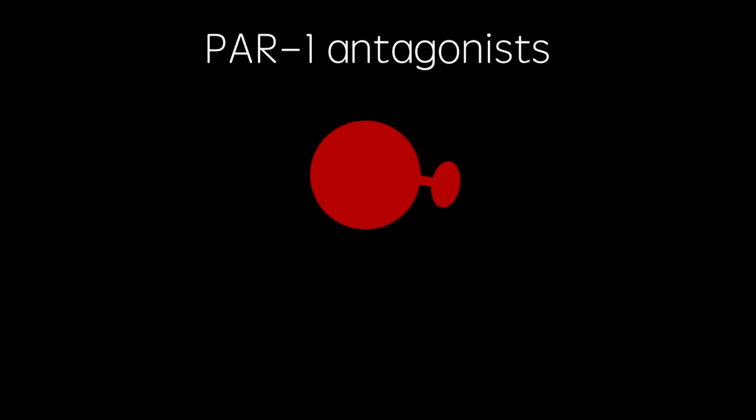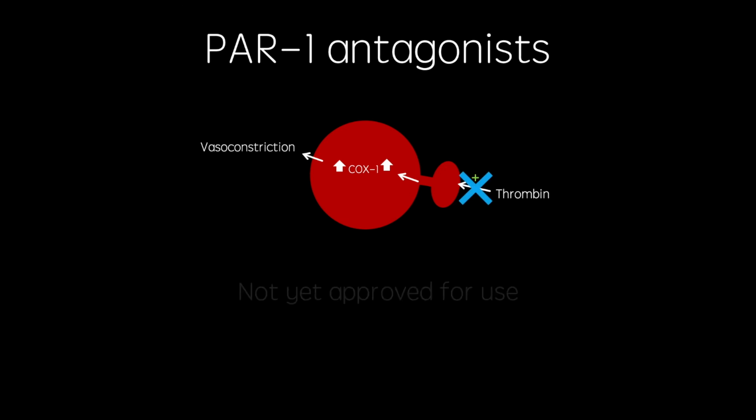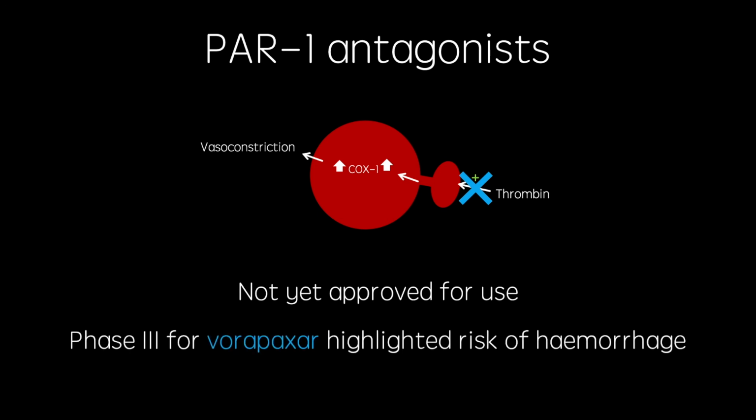The final class of antiplatelet drug is the PAR1 antagonists. These prevent thrombin from binding to platelet PAR1 receptors, meaning they cannot evoke COX-1 activation and therefore vasoconstriction. These are an emerging class of drug and are not yet approved for use. However, phase 3 clinicals are ongoing for vorapaxar and are promising, although they are showing a risk of hemorrhage.